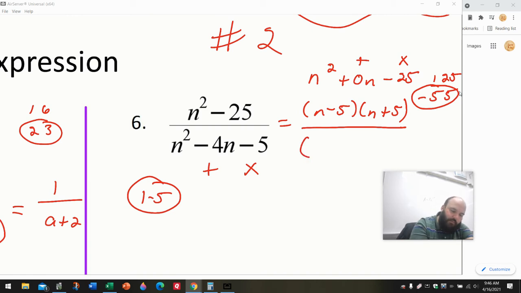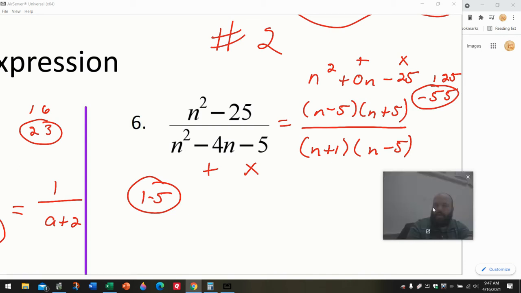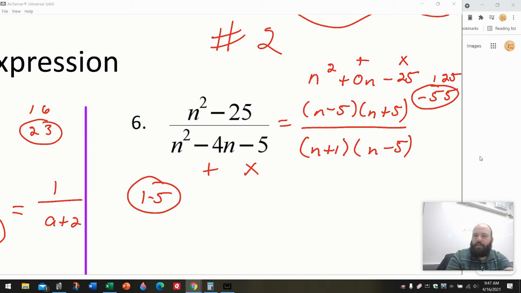So we will break this one up: n plus 1, and then we have n minus 5, like that. Okay, so we have the numerator and the denominator both broken up. Now, before I cancel anything out, I actually want to find the restricted values. Remember, the restricted values come from the denominator. So we need to find which numbers would make the denominator 0 and then exclude those. So we just take the factors that are in the bottom and set them equal to 0.